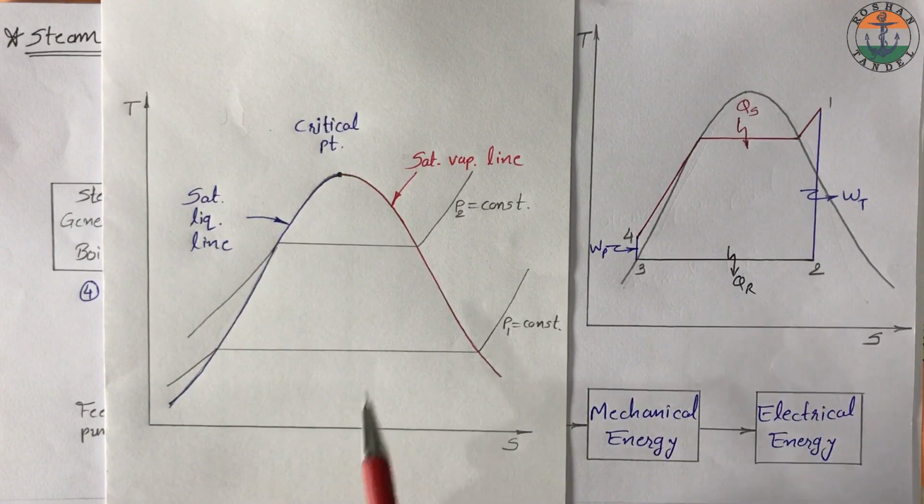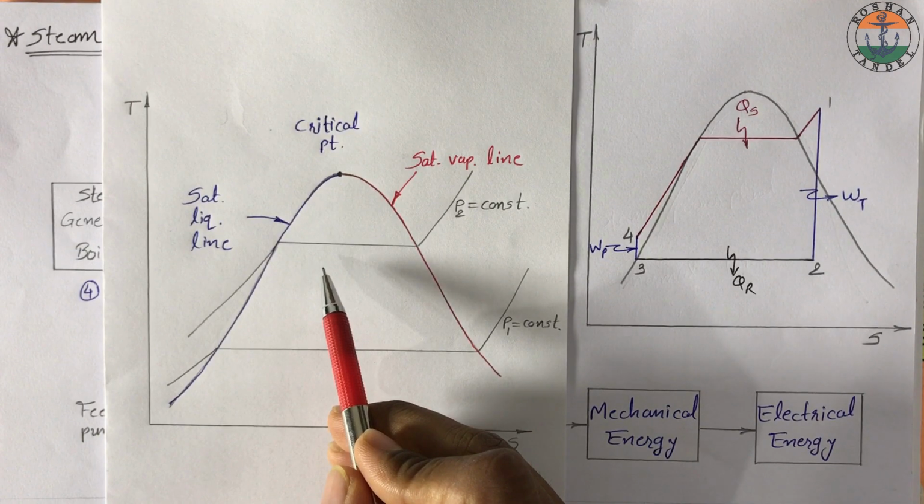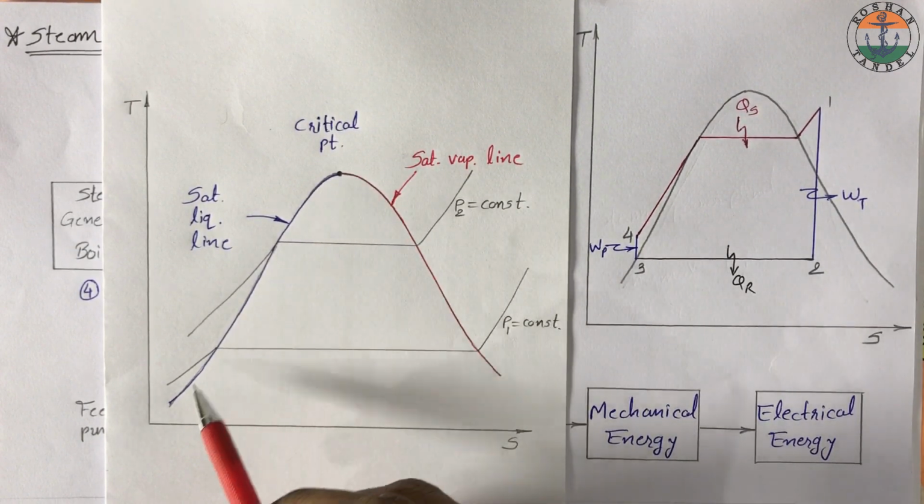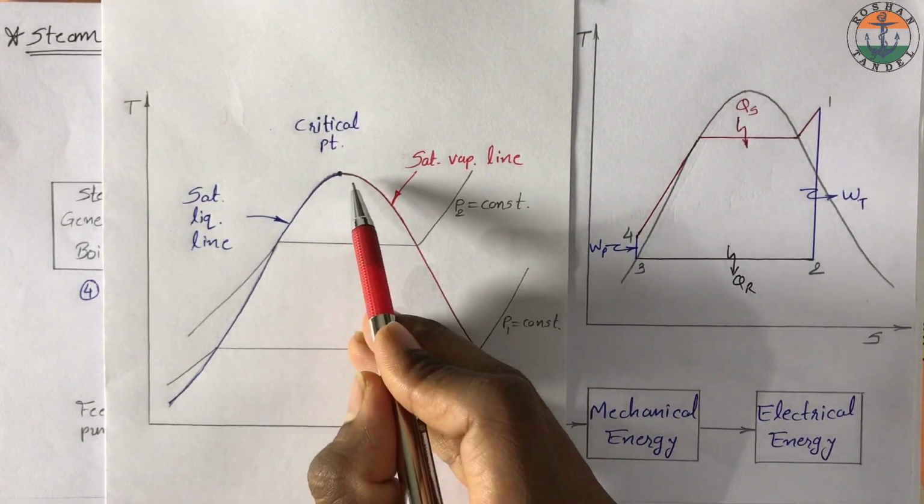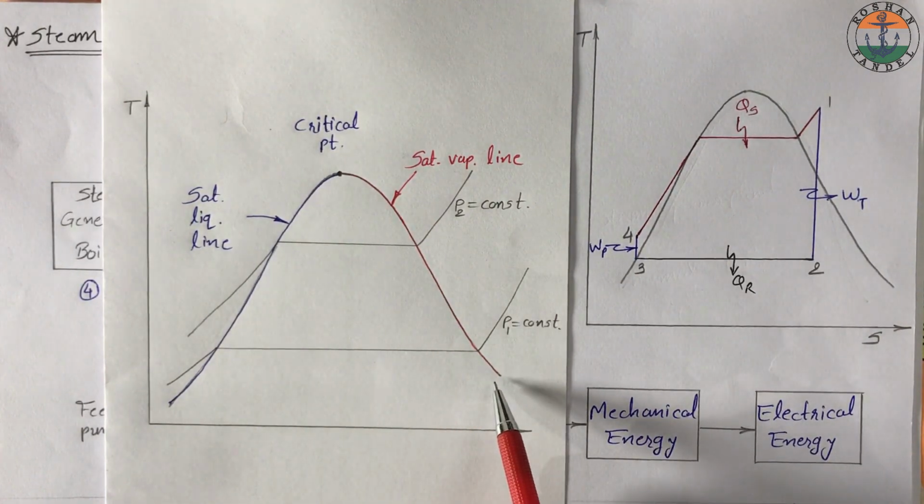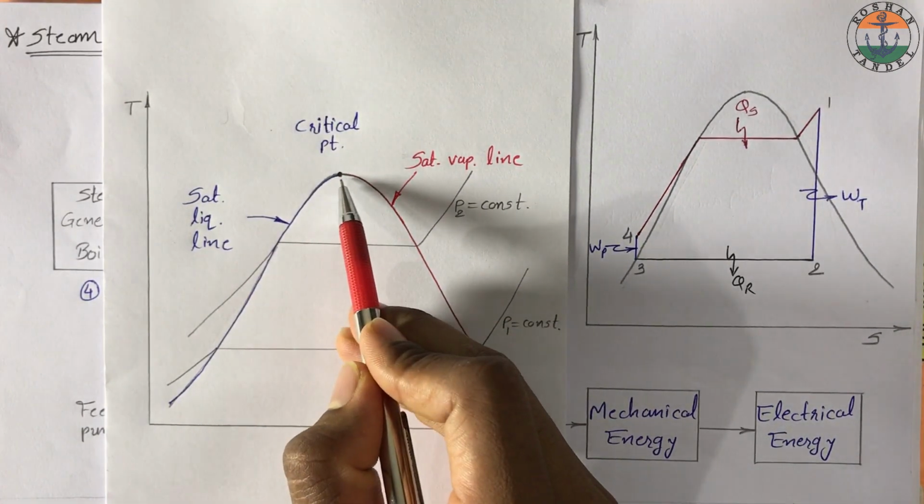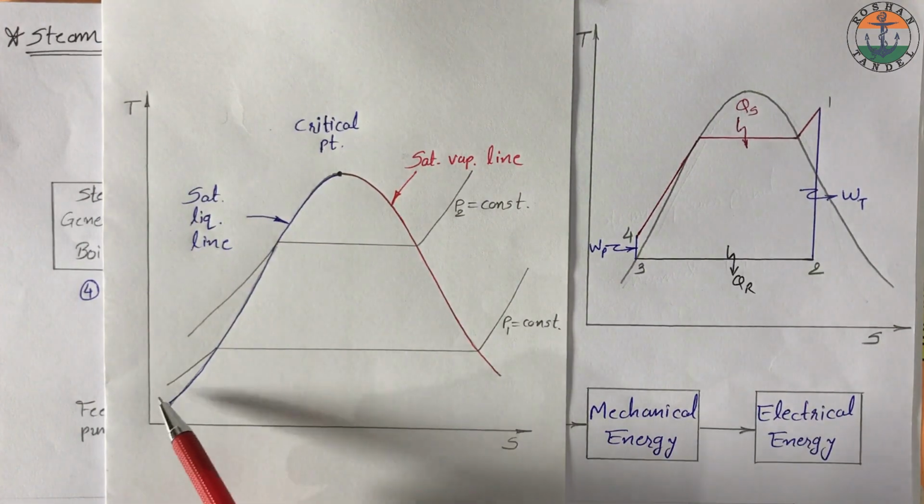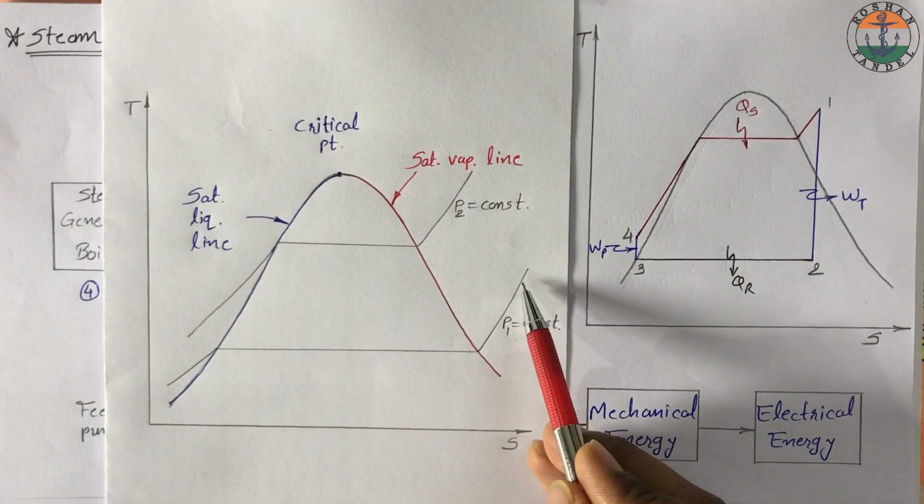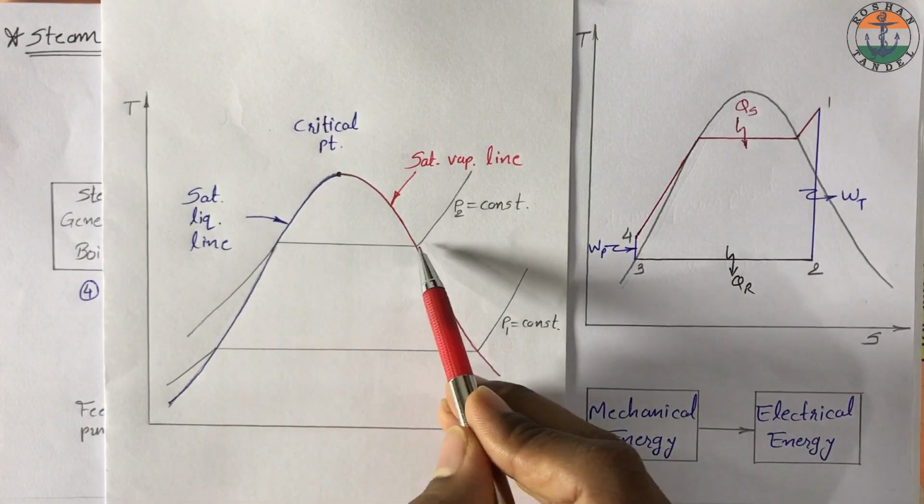The TS diagram for water is shown over here. The blue line shows the saturated liquid line. The red line stands for the saturated vapor line. This is the critical point. Constant pressure lines on the TS diagram are shown like this.